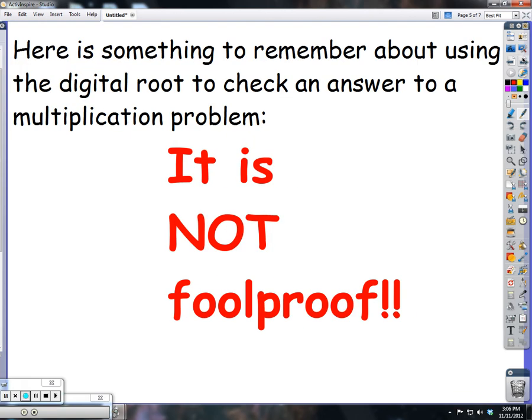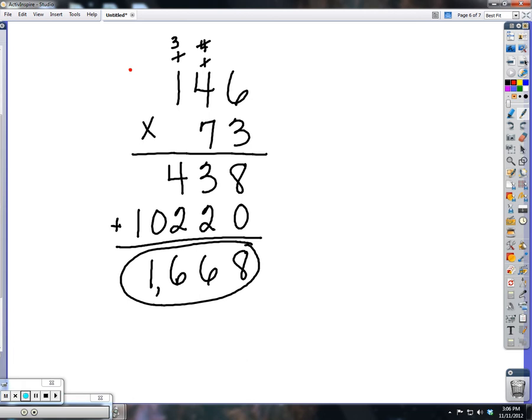Now, let's remember that the digital root method is not foolproof. There will be times where you are not going to be able to rely upon it. But once again, it's better to do some sort of check than no check whatsoever. Let's look at this next problem. I have 1 plus 4, which is 5. 5 plus 6, which is 11. Repeat the addition. 1 plus 1 is 2. On the multiplier, 7 plus 3 is 10. Repeat.